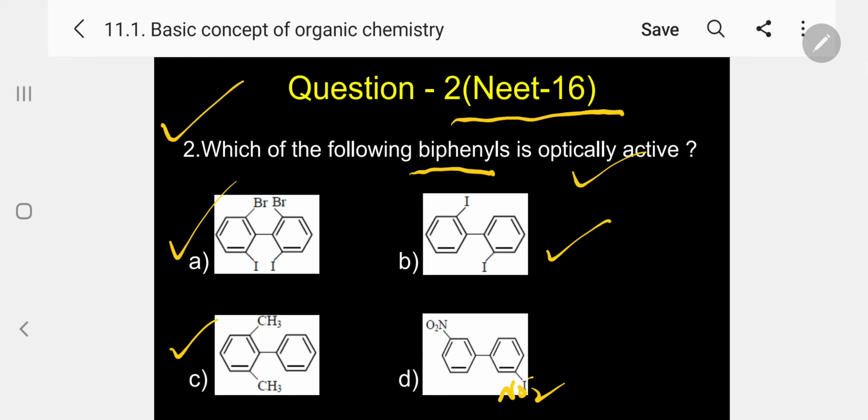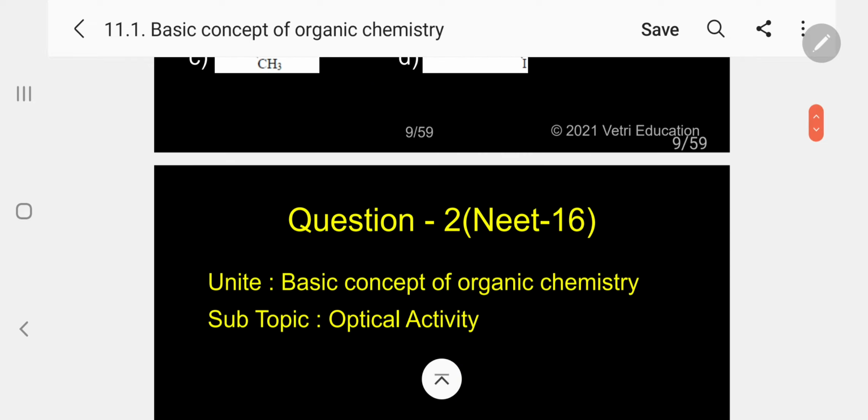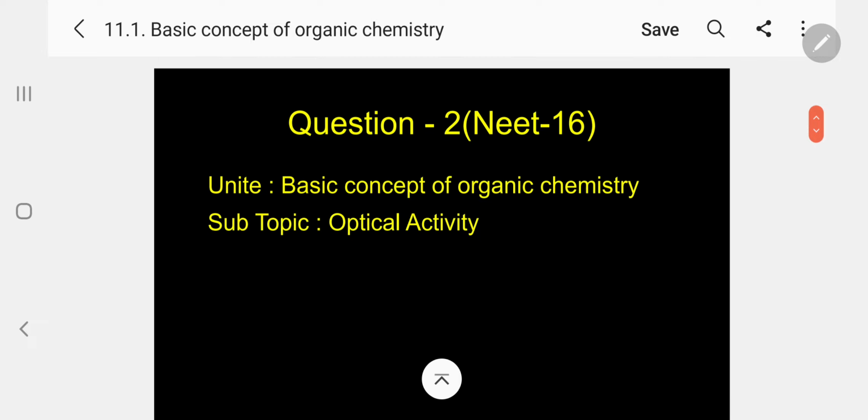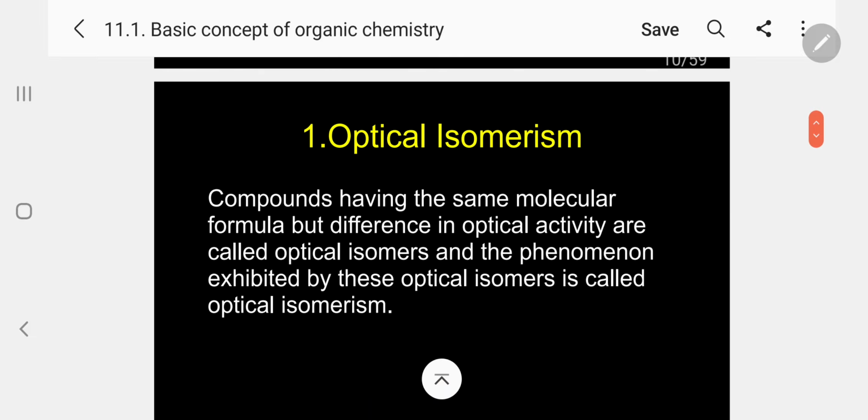For this, we must know what optical activity is, and what the conditions are to identify optical activity. Then only you will be able to understand this. Let me explain now, kindly follow. This question was asked under the basic concept of organic chemistry, specifically optical activity. What is optical activity? Let me define it now. Please follow, my dear students.